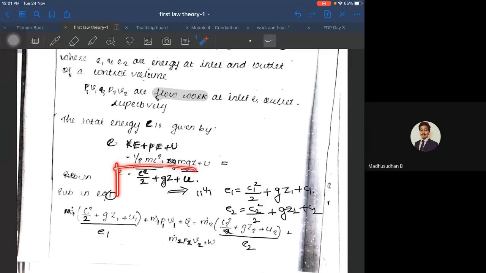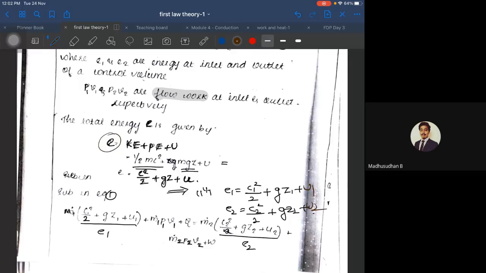If I apply this for the inlet and outlet, it would be as such. So E2 is c2 square by 2 plus g z2 plus u2. Applying for the inlet, it is c1 square by 2 plus g into z1 plus u1. This is not c1, it is u1. And this is u2. So that is your total energy. So what is total energy, Hashir? How many types of energy does total energy contain? Kinetic energy, potential energy, and internal energy.